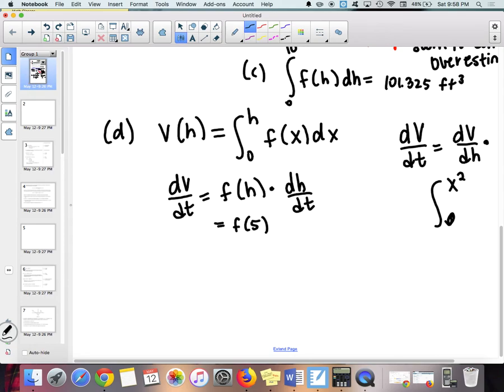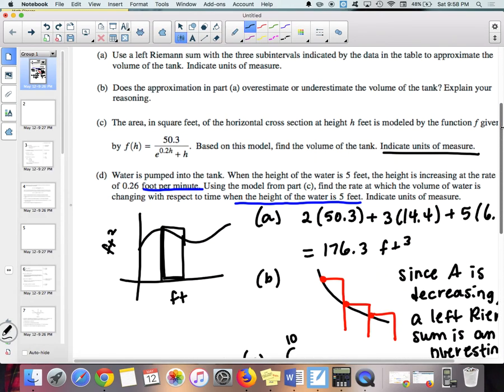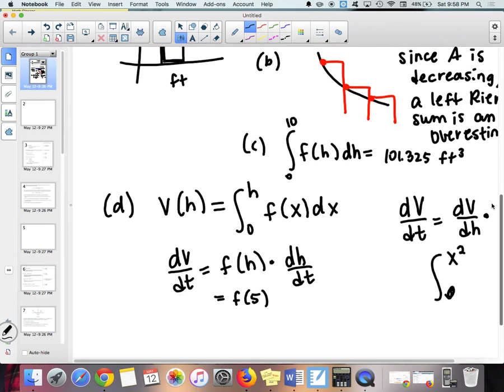Okay, and then dh over dt, well, that was given to us. It says that the height is increasing at a rate of 0.26 feet per minute. So that's what we're putting in here. When you find f of 5 in your calculator, which I found earlier, and then multiply by 0.26, you end up getting like 1.694 something.